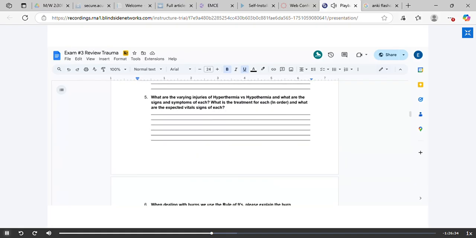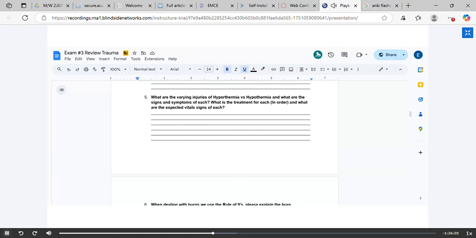Okay, shifting gears to environmental emergencies. Hyperthermia versus hypothermia. This is going to be your heat and your cold emergencies. I believe this is chapter 33, but it is definitely due on this module.